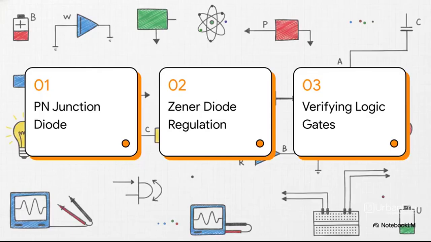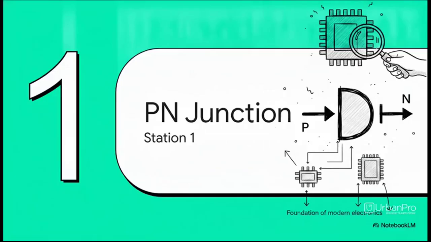To pull this off, we're taking a quick tour through 3 distinct lab stations. First up, the foundational PN junction diode. Next, we'll test Zener diode voltage regulation. And finally, we'll verify the logic gates that basically run our digital world. Let's get into it. All right, stepping up to station 1, the PN junction diode.